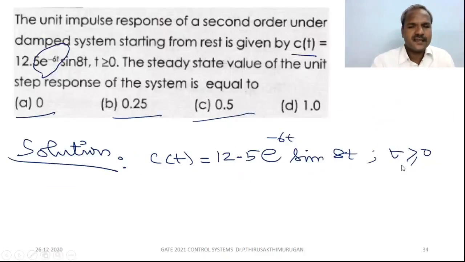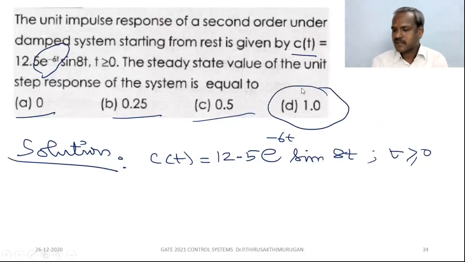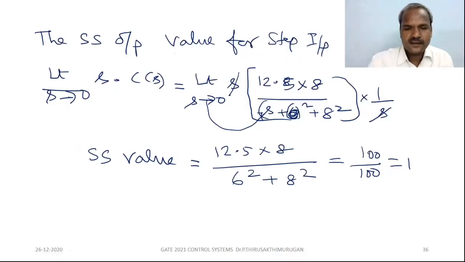The correct answer is 1. 1 is option D. This is the correct answer. Understand? So D is the correct answer. So the answer is D. Answer is option D.